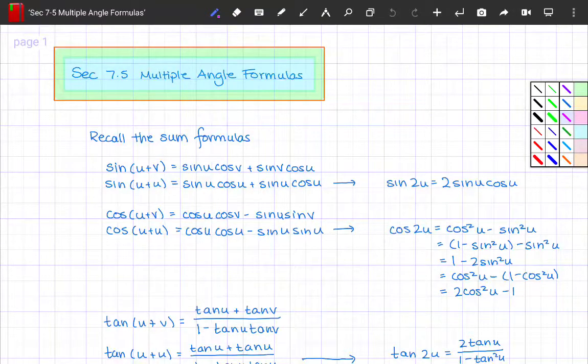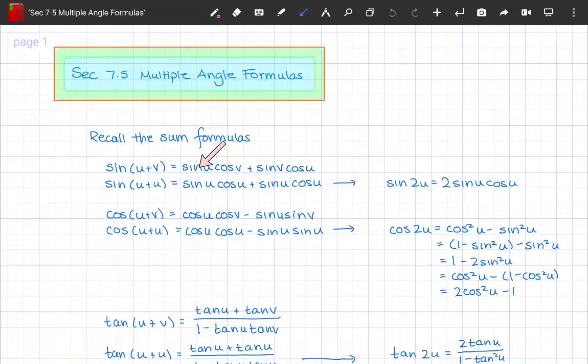Welcome to the last section in our unit. Yay! All right, so let's take a look. We're going to look at multiple angle formulas. And these formulas, I'll quickly derive the double angle ones because they come right from our sum formulas.